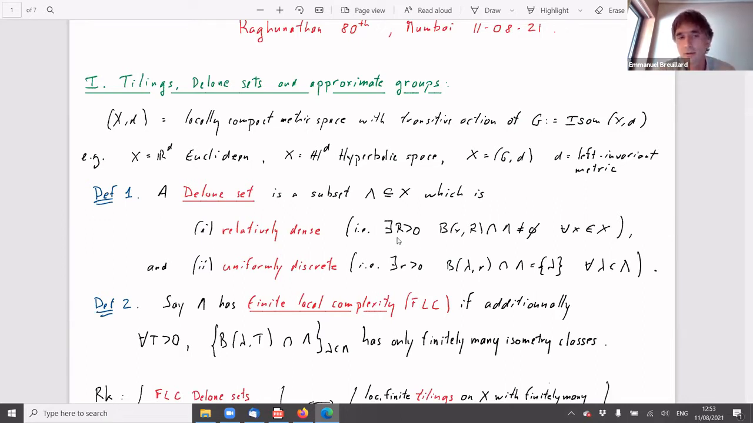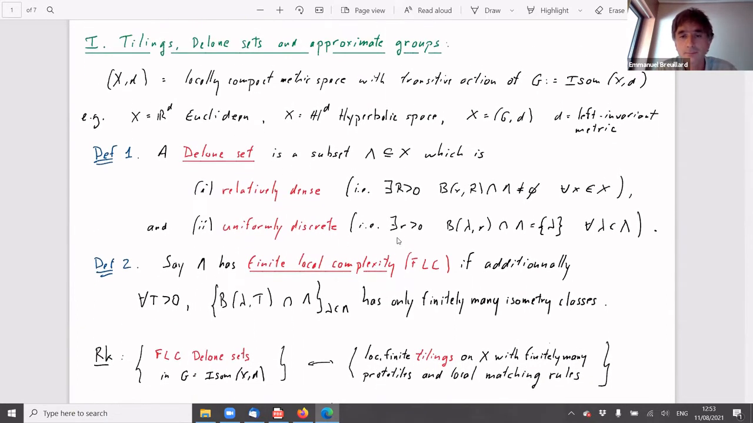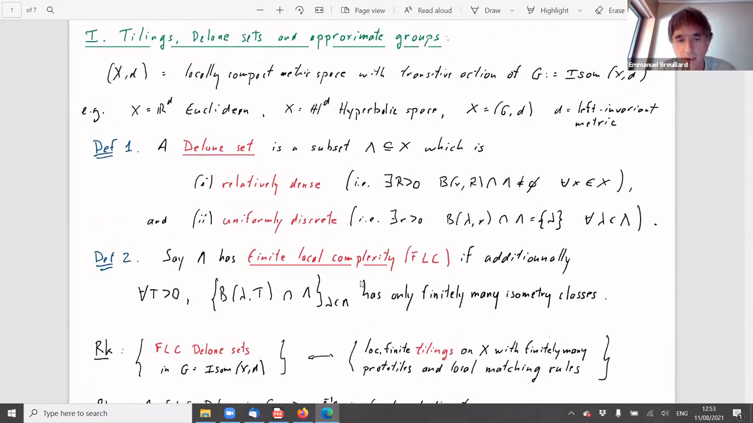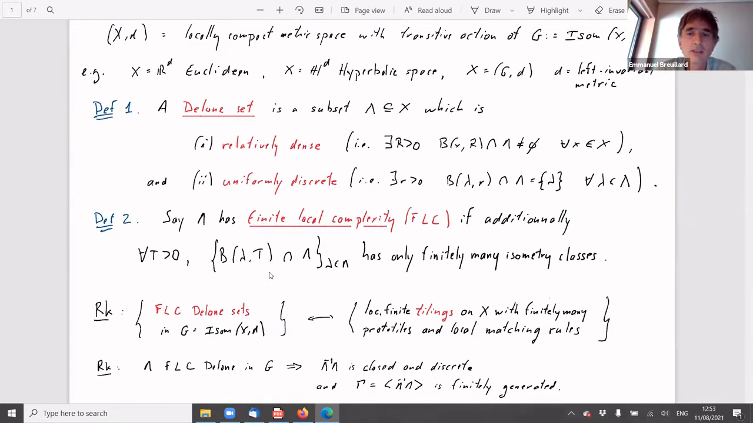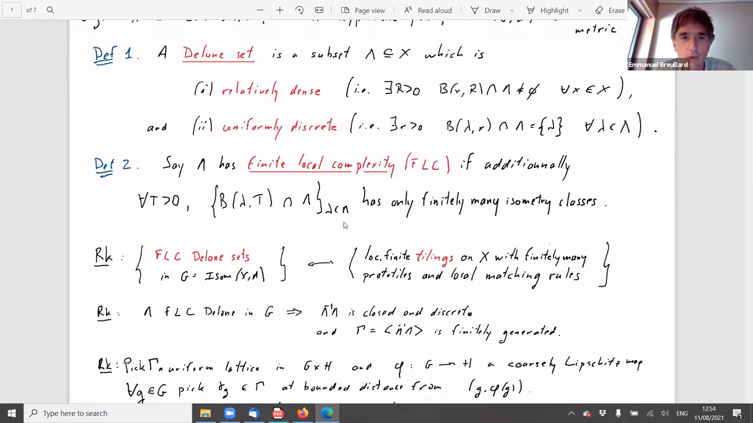Of course, the notion of Delaunay set is very general, and there is no rigidity at all. So you can just basically arrange points in a way so that they satisfy those two conditions in a very easy way. On the other hand, when people study tilings, they usually impose this second condition here, definition 2, where they say that the Delaunay set has finite local complexity if additionally you assume that what you see around every point at a given distance has only finitely many isometry classes. So if you fix a ball around a point in the set, then you see finitely many points, and these finitely many points can achieve only finitely many configurations up to isometry. So we call this FLC, for finite local complexity.